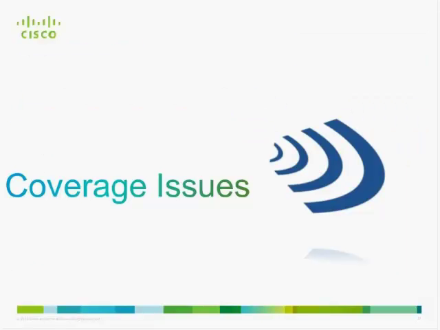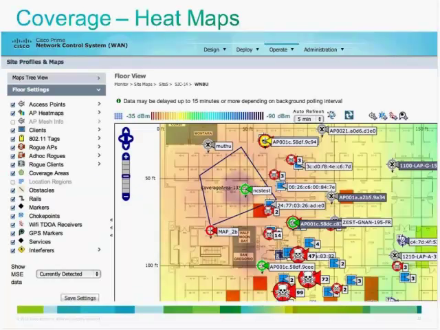Now, what about coverage issues? What can you do with those? What are the tools that we have that can help you? The first and foremost that comes to mind, obviously, is the heat maps. Heat maps are really great. You have various layers of heat maps.